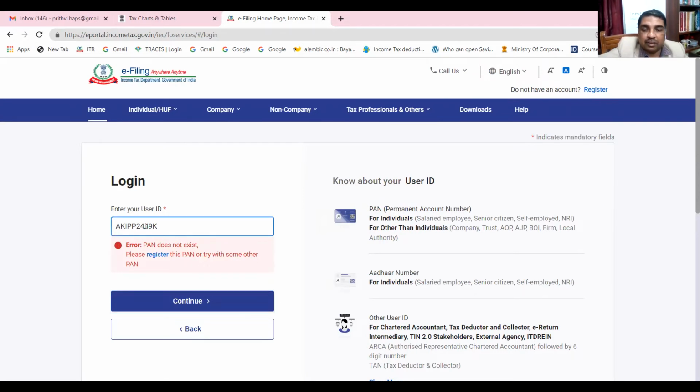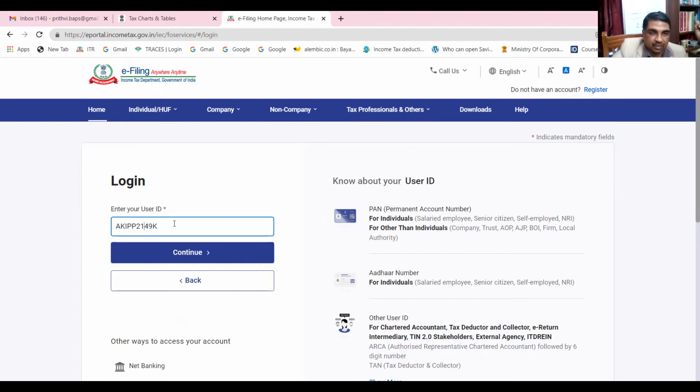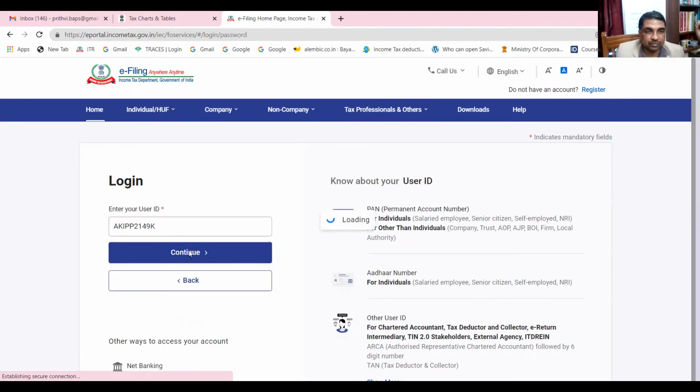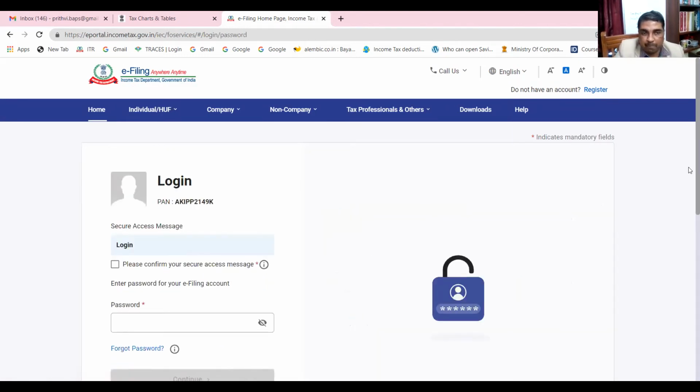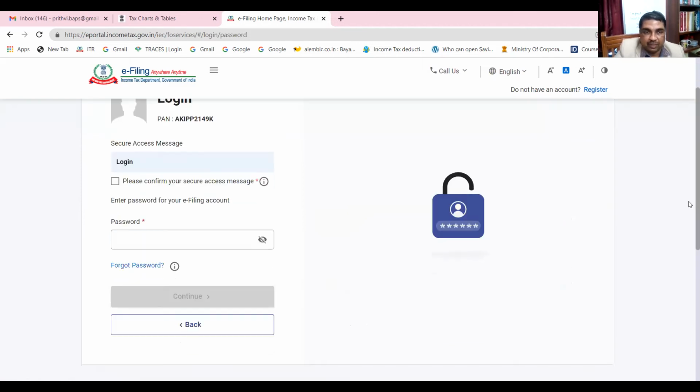There is a mistake here. Let me correct it. Now we can continue. Now you have to ensure secured access. Now you can give your password. When you'll be registering, you can set your password. After that, you can change your password also.